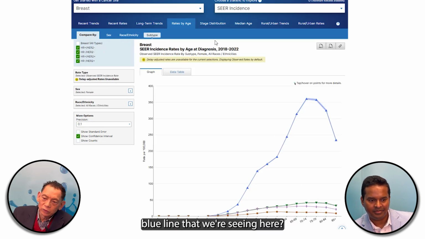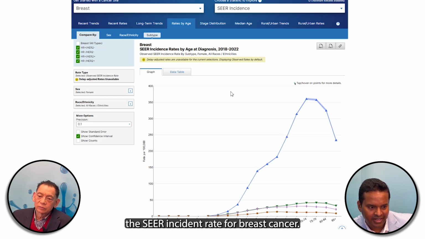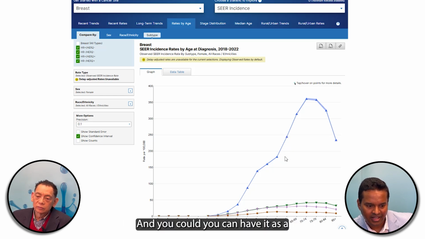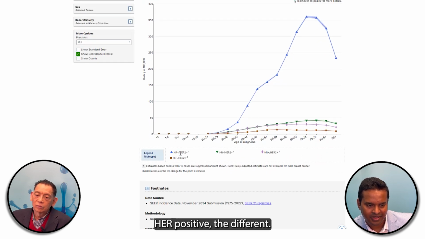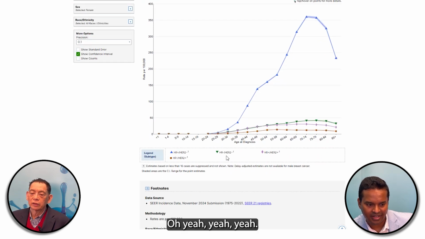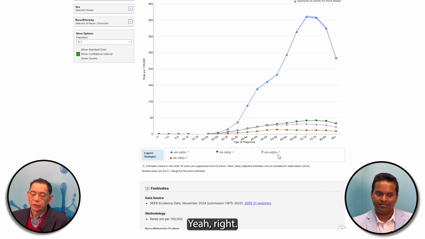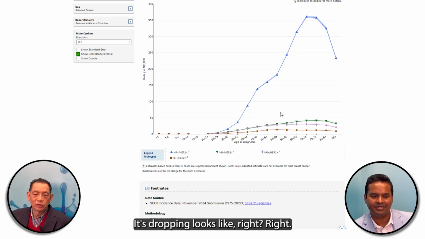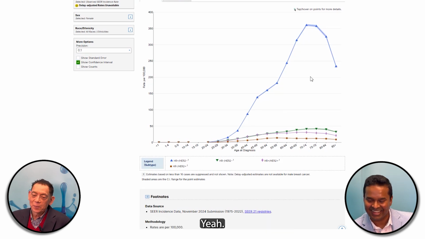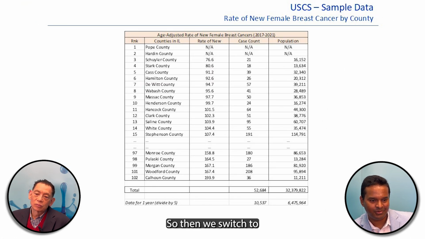And so what's that blue line that we're seeing here? So this is actually the SEER incidence rate for breast cancer. And you could have it as HER positive, triple negative, or HR positive, the different types. So there's a line for each of them. That's a good thing, it's dropping. Looks like it, right. Yes. That is true. Okay. So then we switch to US cancer.